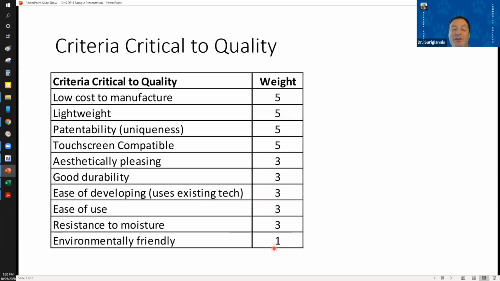And then environmentally friendly. I put this as a 1 because I think most gloves are probably going to fall in the same category. So I don't think I'm going to do anything that differentiates this, that I'm going to be able to advertise, these gloves are going to biodegrade for you, and people are going to come flocking to me because of environmental friendliness.